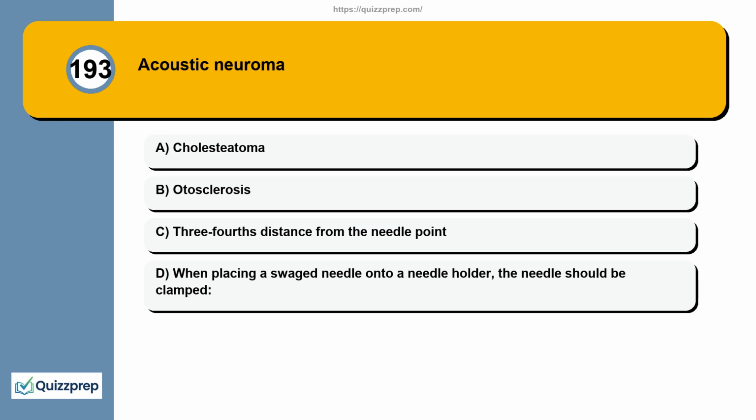Question 193. Acoustic neuroma, option A. Cholesteatoma, option B. Otosclerosis, option C. 3/4 distance from the needle point, option D. When placing a swage needle onto a needle holder, the needle should be clamped. The correct answer is option Nan.